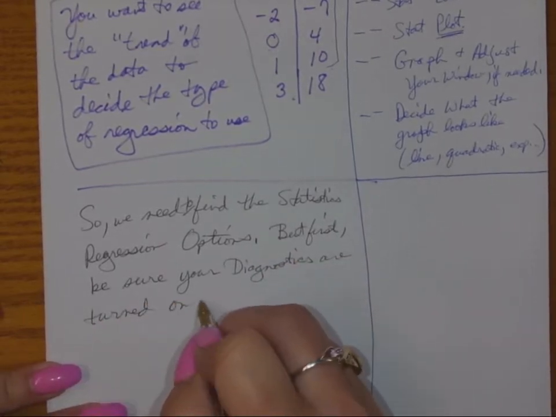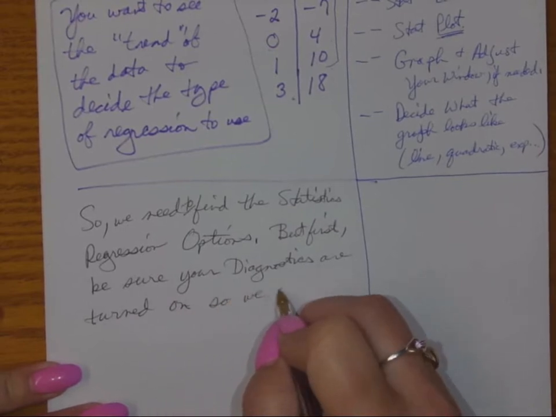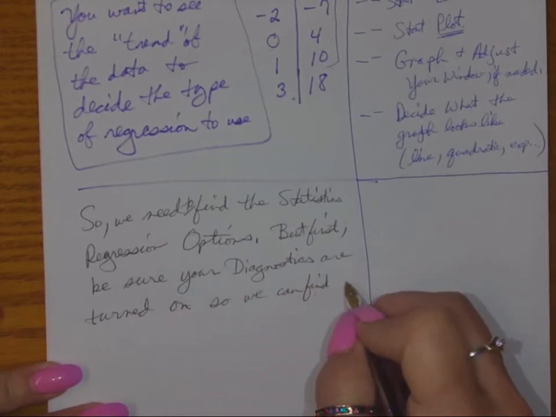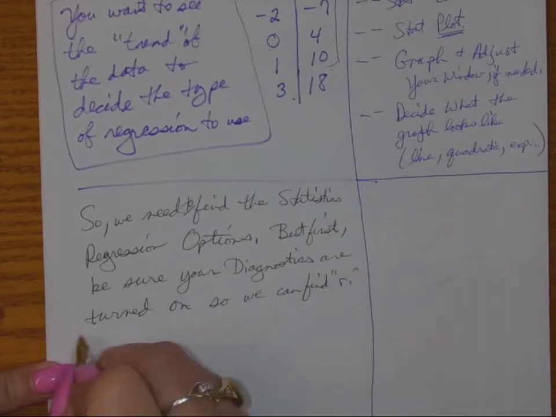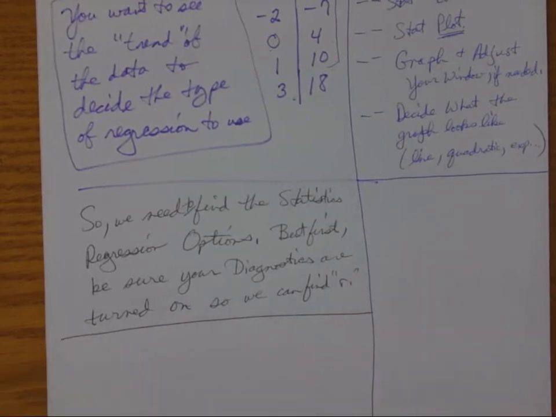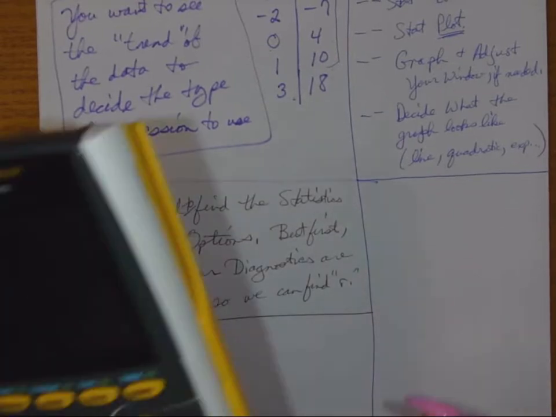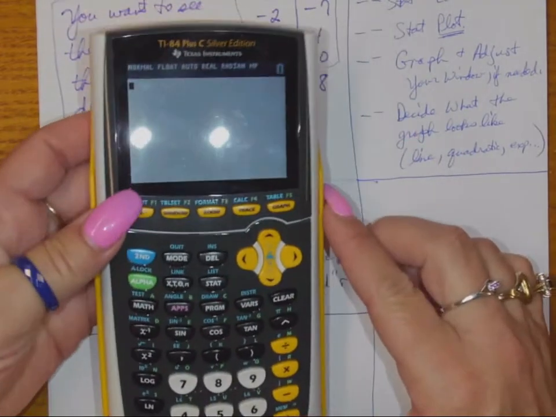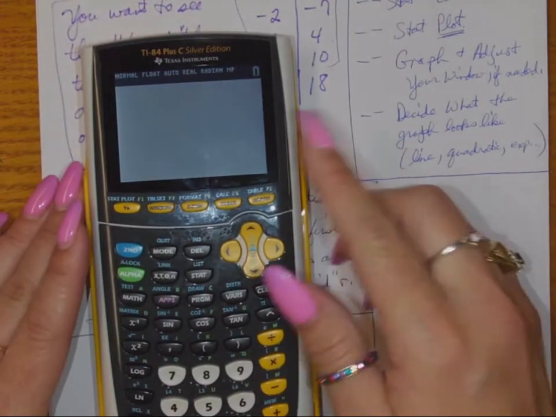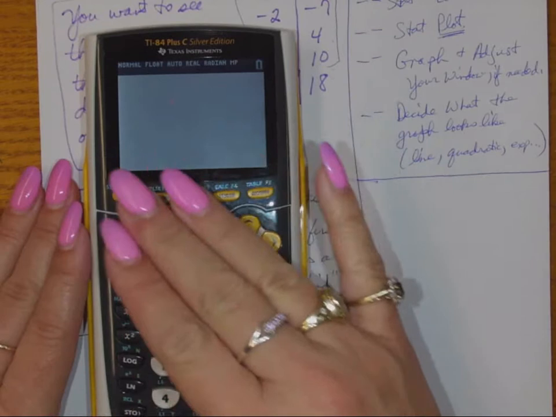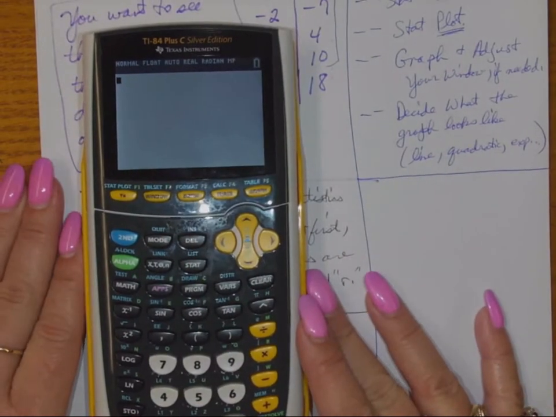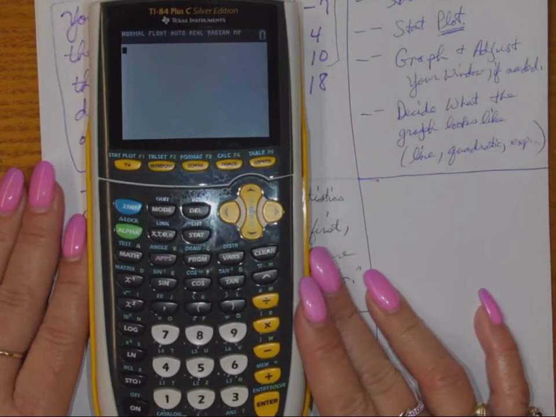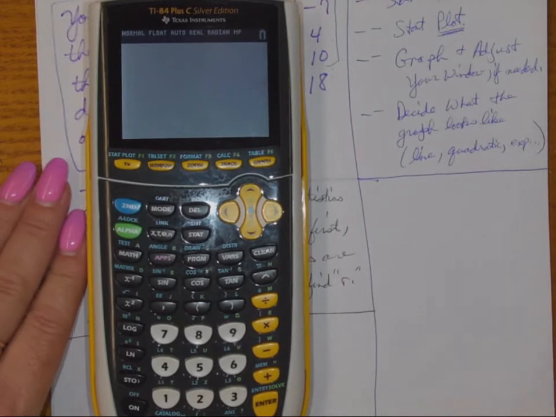Turned on, so we can find R, the regression correlation coefficient, right? Okay, so let's do that real quickly. Here I am. I was in the graph. I hit the clear button so I could go back to my home screen. Okay, this is my main home screen. I want to make sure that the diagnostics are on. So this is my number 2 over here.